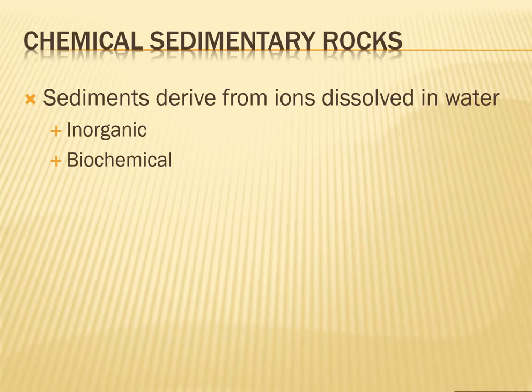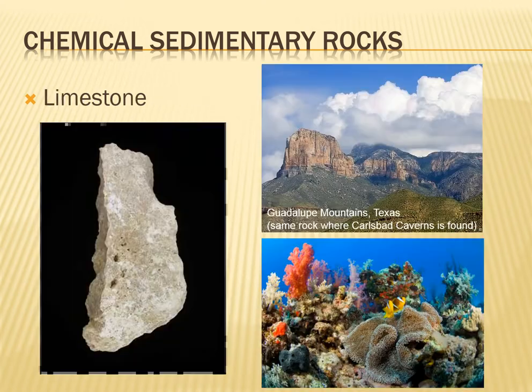So when we have those dissolved ions from chemical weathering, we can have them reprecipitated out inorganically, or we can actually have biochemical, where animals are involved, and I'll show you what those look like. The most common type of chemical sedimentary rock is called limestone. Here's an example of the limestone on the left. It's a calcium carbonate, and it has lots of calcite in it, so it will actually react with acid. That's one of the easiest ways to identify limestone.